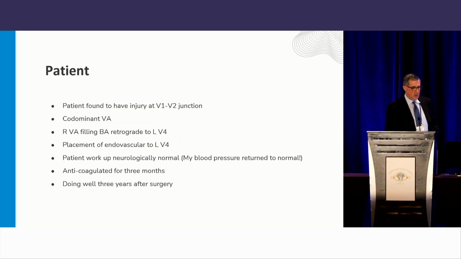So my patient was found to have an injury at the V1, V2 junction. She had a codominant vertebral artery. The right vertebral artery filled the basilar artery retrograde to left V4. So the patient woke up neurologically normal. I'll show you the picture, she had a pseudoaneurysm, was coiled. She was anticoagulated for 3 months, and she's doing well 3 years after surgery, so she had no sequelae after the IR folks were able to bail me out.